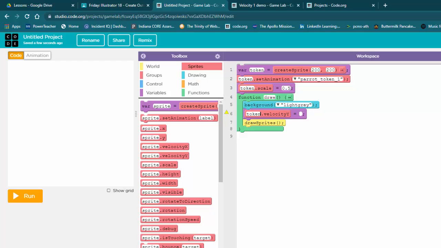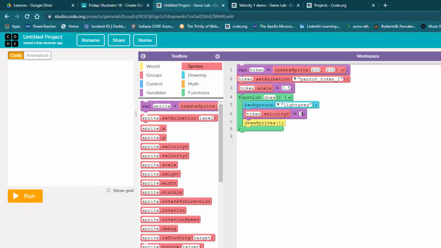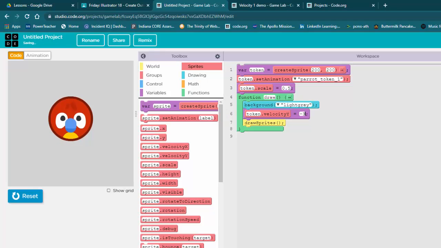If I do a velocity y, and I say, okay, let's give it a velocity of 3 on the y-axis, and I run this, then it's going to fall down the screen. It's going on the y-axis, velocity x, velocity y. Right? And if I reset this program and change that to a -3 instead of a +3, I think you know what's going to happen, right? It's moving up instead of down. Okay.